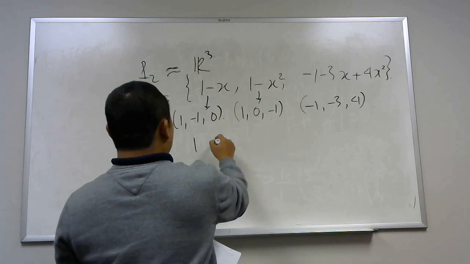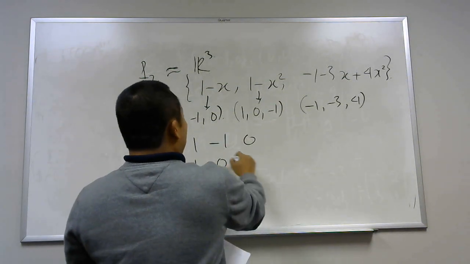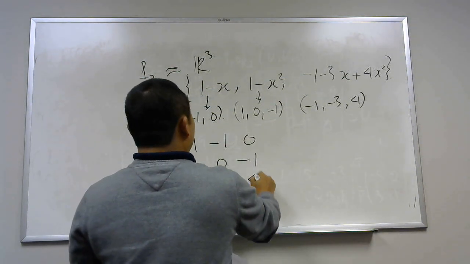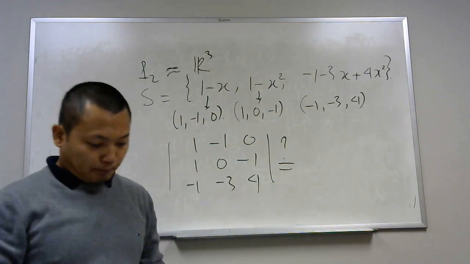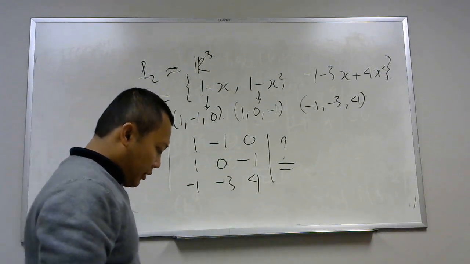You take these vectors, set up the matrix, and compute the determinant. Done. Next question.